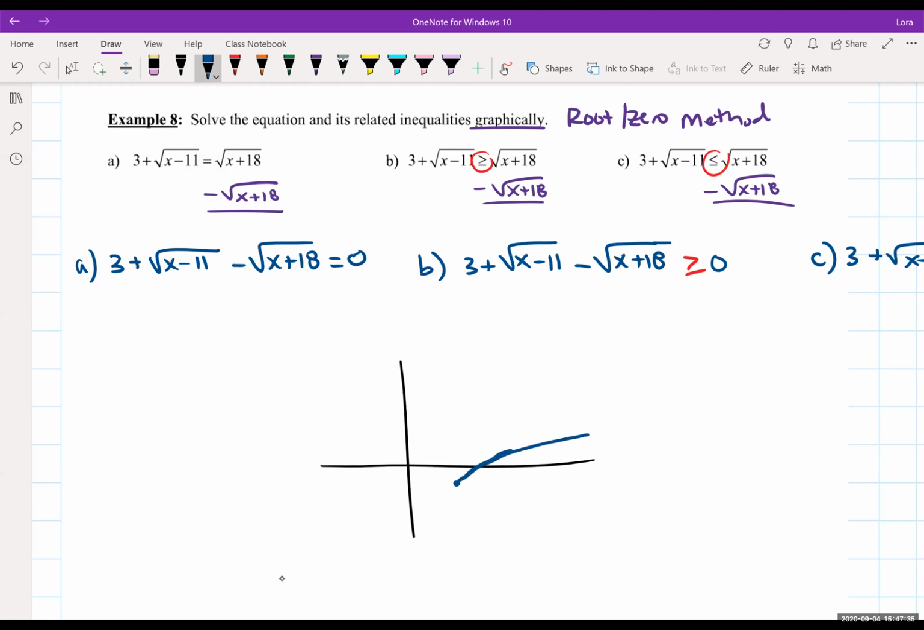So I know it looks kind of shallow. It does follow radical properties. It is a little curvy. So kind of keep that in mind. But we did figure out what this boundary point is. It is about 22.11. And therefore, that's the solution to part A. So it's just a single number.